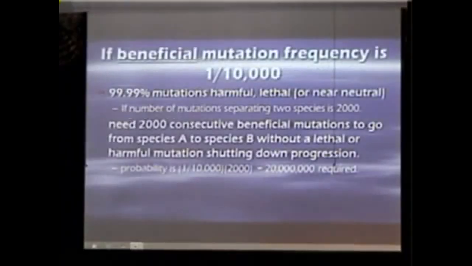And here's the result of the non-functional CCR5. And beneficial mutation frequency, 99.99% are lethal or near neutral. And what happens is that the number of near neutral mutations adds up until we have what they call genetic catastrophe or genetic meltdown, and the species goes extinct. And that happens over and over, we know.